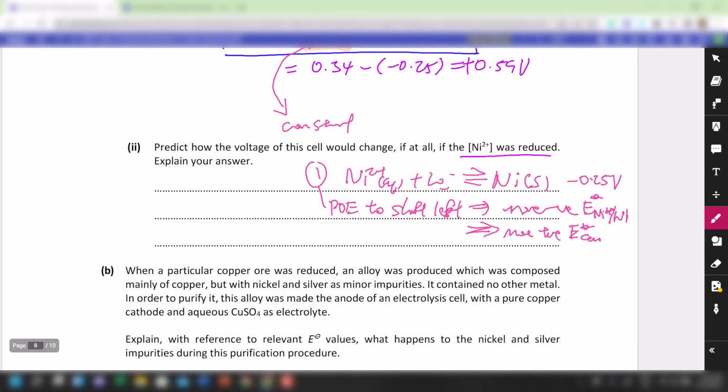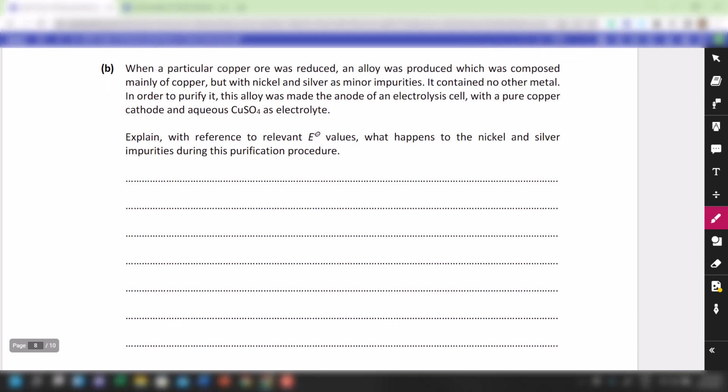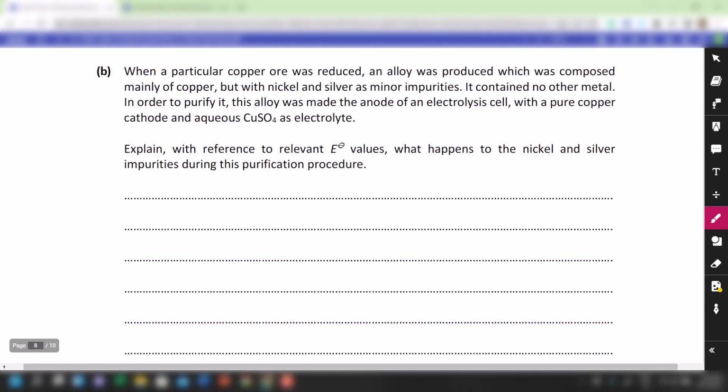Next we are looking at part B, which is quite a standard question you expect from any major assessment. We either test you in blocks or in prelim, or you might even get it for A levels, or maybe you might not get it at all. It really depends on how much we want to emphasize this learning objective for the electrolytic purification of copper.